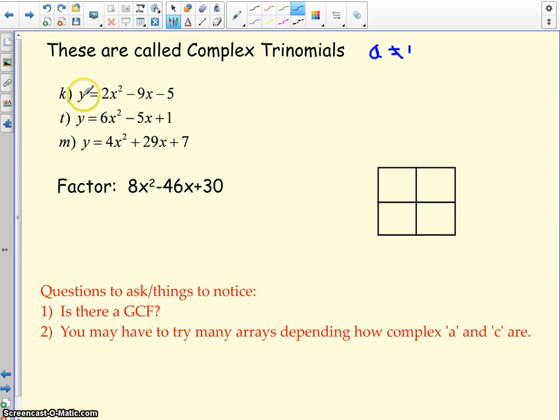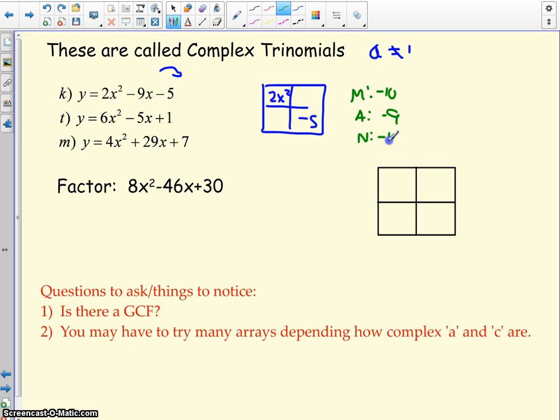So let's just recap, for example, how k worked. So when you did k, you put your 2x squared in the top left, your minus 5 in the bottom right. Again, what you're looking for here now are two numbers that multiply to a times c. So a times c is 2 times negative 5, so two numbers that multiply to negative 10. And these two numbers need to add to my b term, which is negative 9. So those two numbers are going to be negative 10 and 1. So that's what told me what went in my array here. So negative 10x here and 1x, or just x.